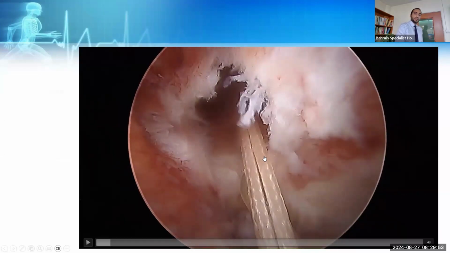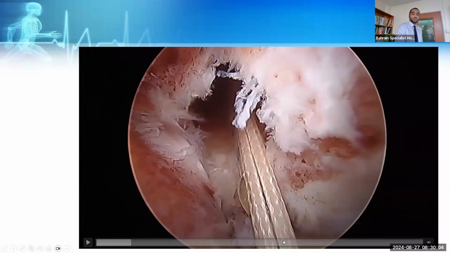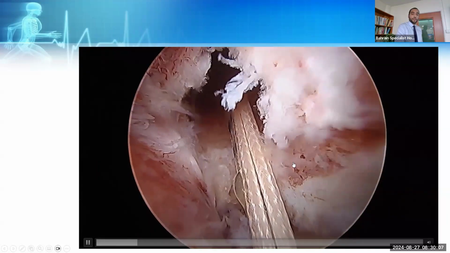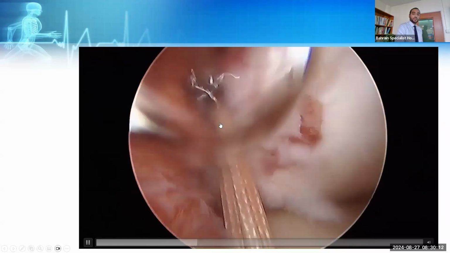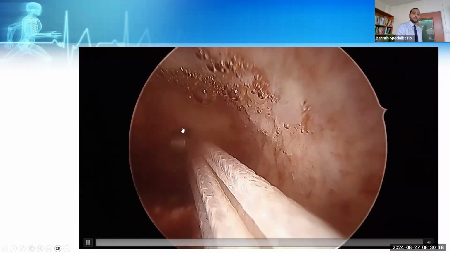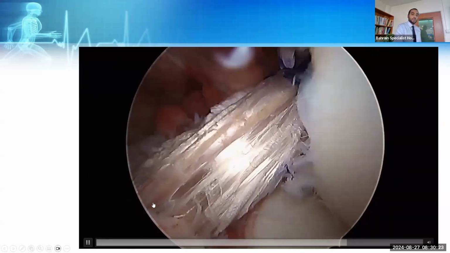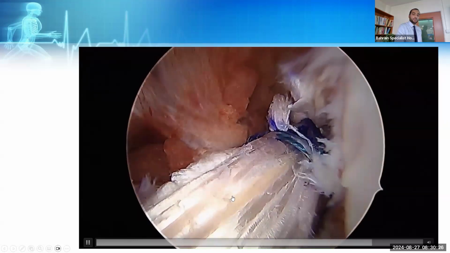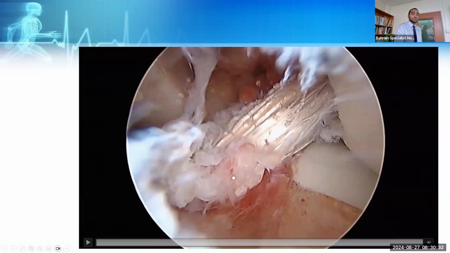This is just a brief demonstration from one of the ACL reconstruction cases. Here I passed a tunnel into the femur. I have passed the fiber wire. I'm pulling the fixation device. This is called the endo button or the flipping suspensory device. It goes beyond the outer cortex of the femur. Now I'm pulling the graft through the tibial tunnel. Here is the tibia, and this is the graft. This is a new reconstructed graft, which I have passed from the tibia to the femur. So this is our new ACL.